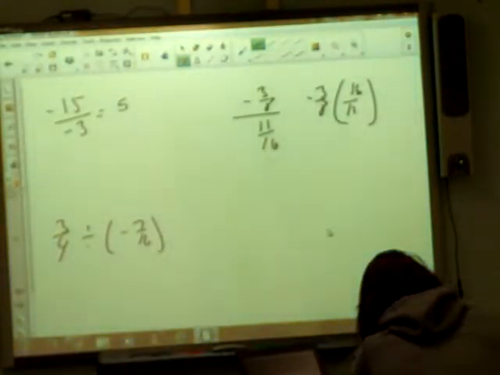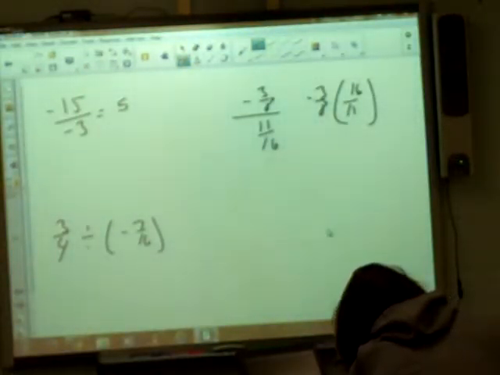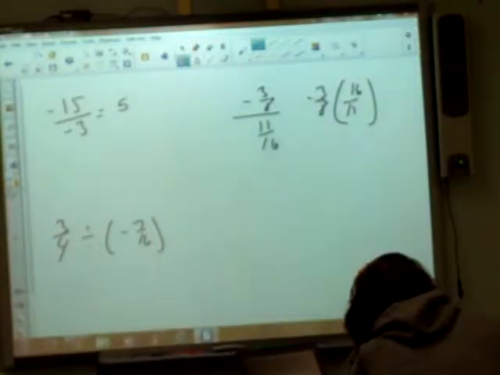Okay, now when I get finished here in a second, is that answer going to be a positive or a negative? Negative. Right, because we've got different signs. Negative 3/8 times positive 16/11, so it's going to be a negative.